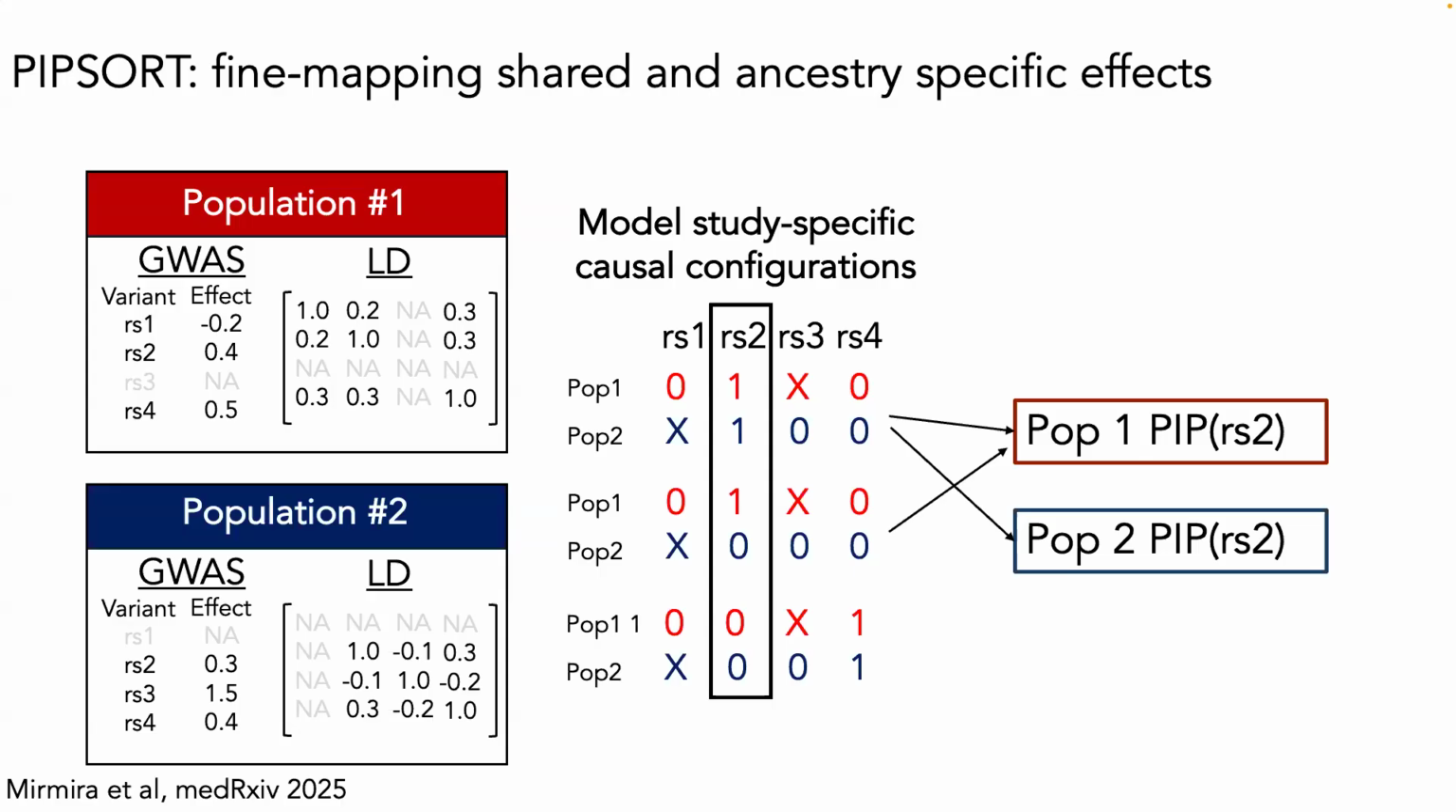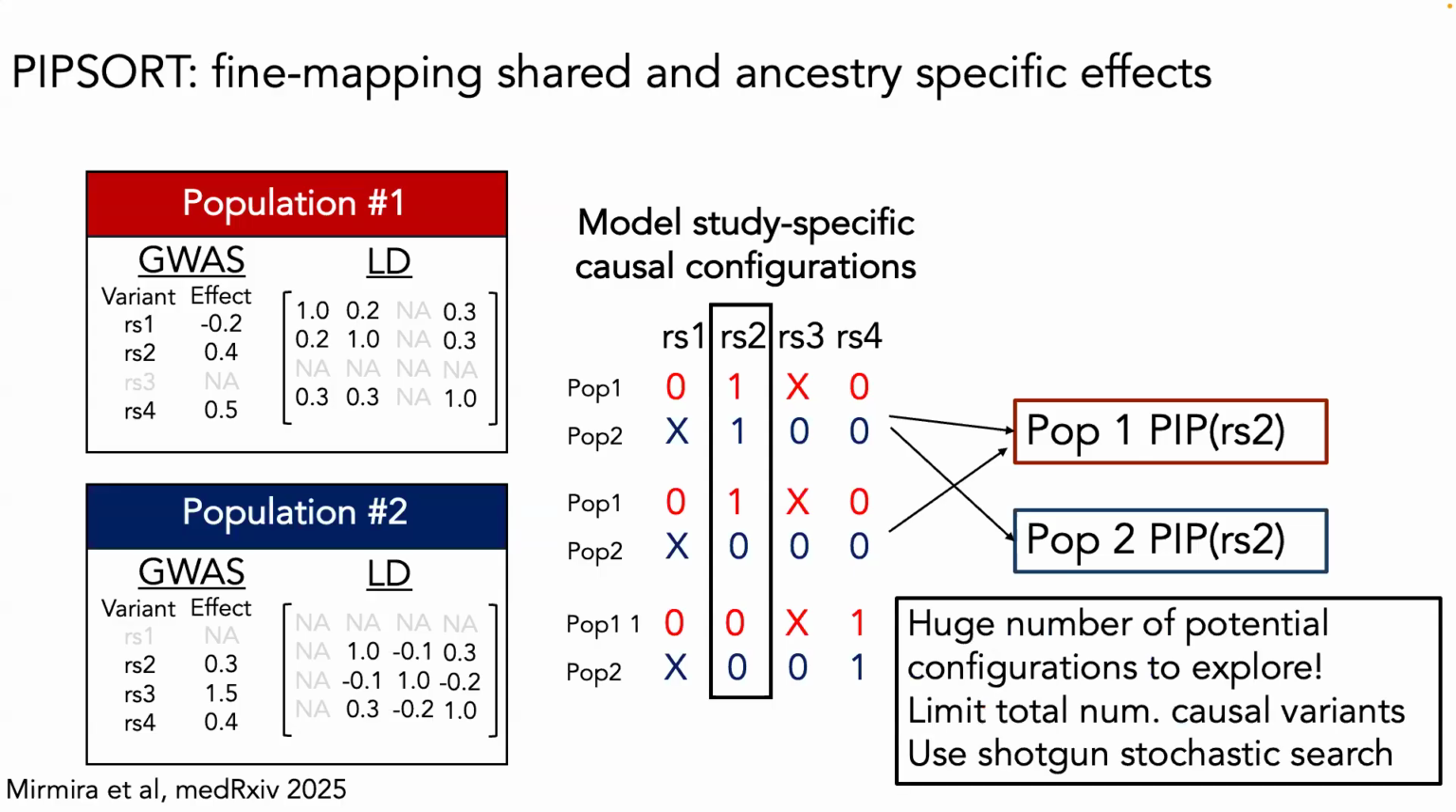Good question. Okay, so just a side note on this. We get these two different probabilities for each variant, one for each of the two different populations. The number of configurations already exploded with MS Caviar, where you could have 2 to the n possible configurations. Now we made it even worse because we doubled the size of the configurations and the dimensions of all the matrices double. And so we've had to do some computational tricks to make this better. One is to limit the total number of possible causal variants. And we also now are implementing shotgun stochastic search so that we don't have to explore every possible configuration. So more of an approximation approach.